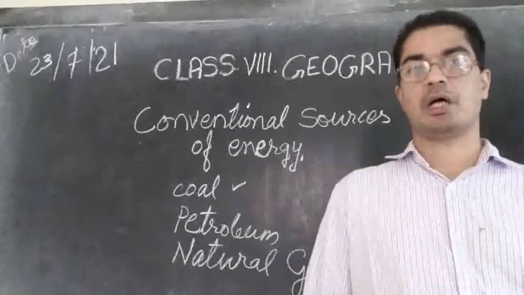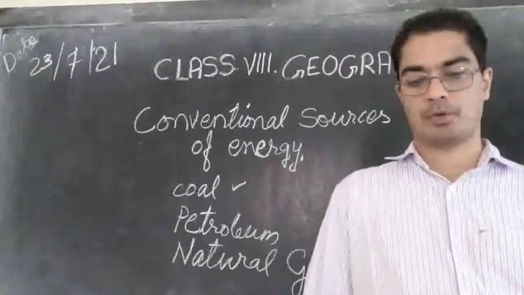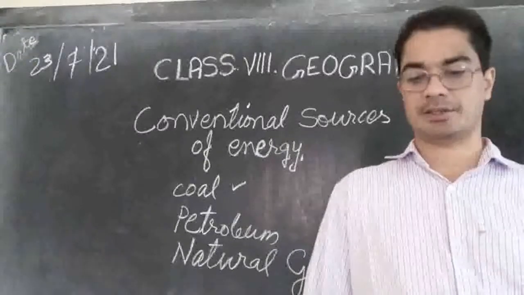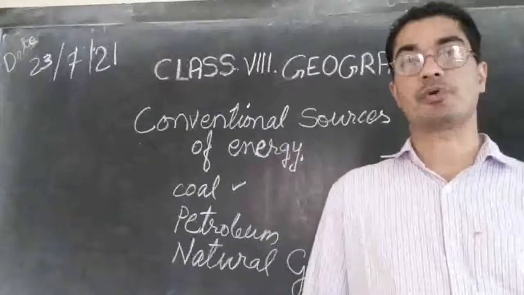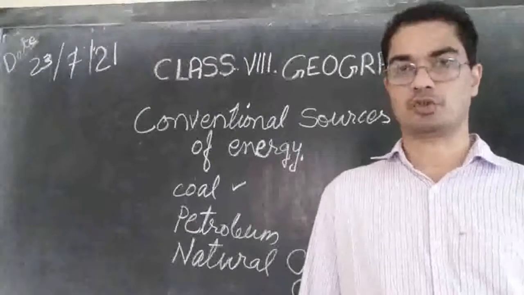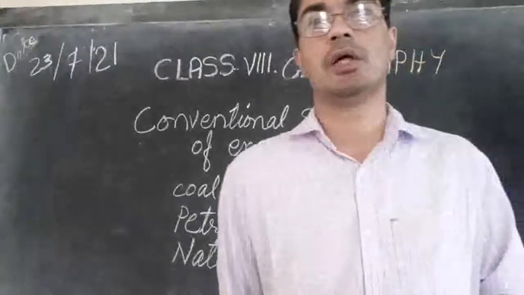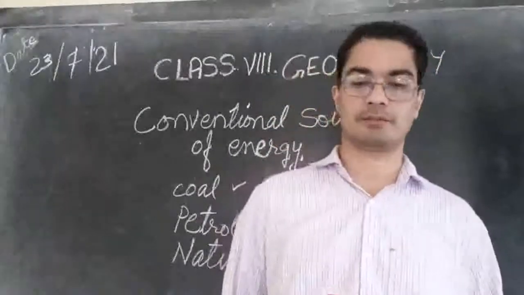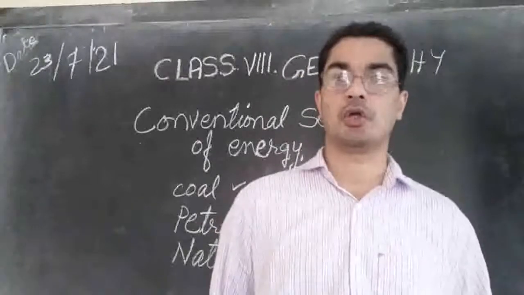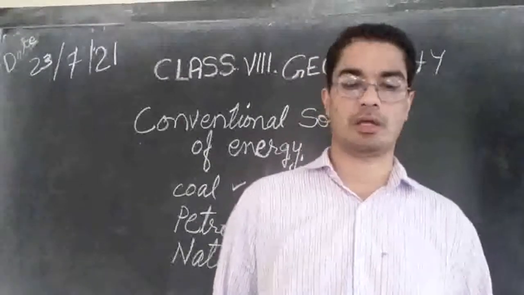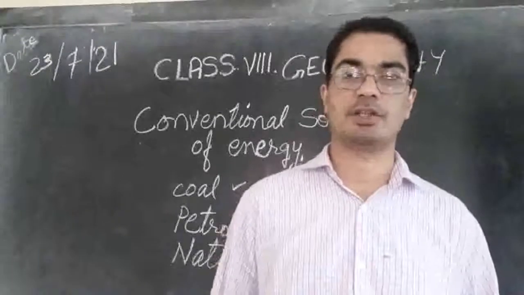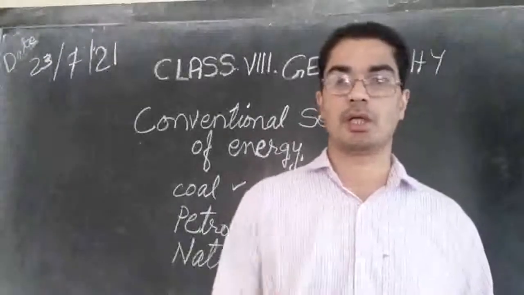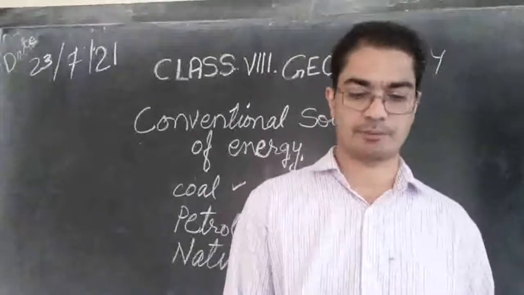Then Russia, Norway, UK and Netherlands are the major producers of natural gas. So which are the countries producing the natural gas? Russia, Norway, UK and Netherlands. These are the countries producing a lot of natural gas.